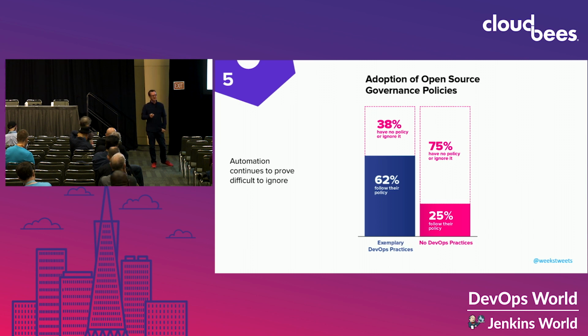So here is, again, fascinating data that you get from these surveys and the ways to go about interpreting it. In this particular case, we asked two related questions. One is, does your organization have an open source governance policy? And then the second question is, if you said yes, we have a policy, do you follow it? Right? So we have the exemplary group and the non-DevOps practices. And the exemplary group say, yes, I have a policy, and yes, I follow it.